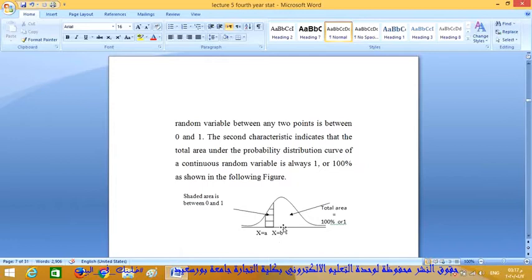Okay, look at this figure. The area under the curve of a continuous probability distribution equals 1 or 100%. The area under the curve between any two points, or during an interval from A to B, equals a fraction between 0 and 1. Between 0 and 1. Okay?